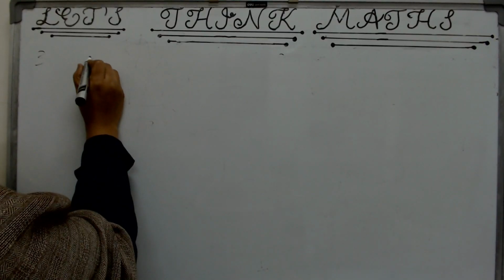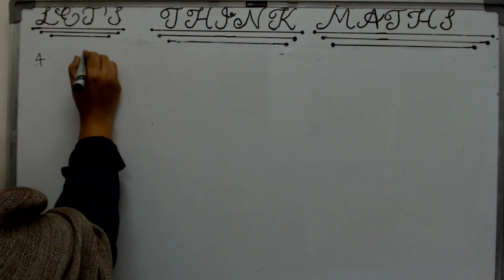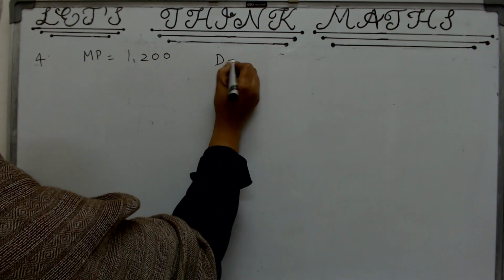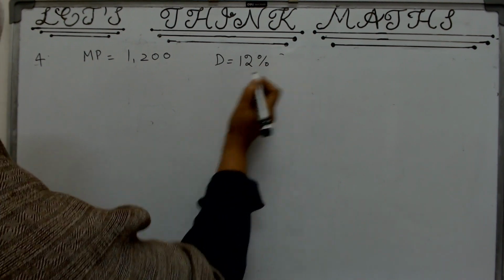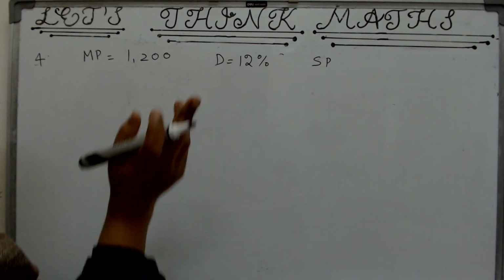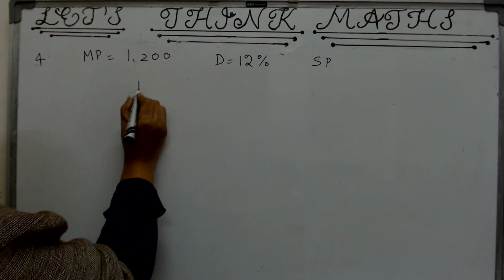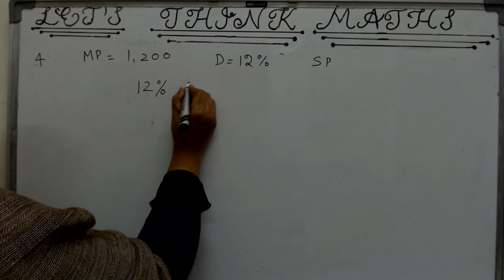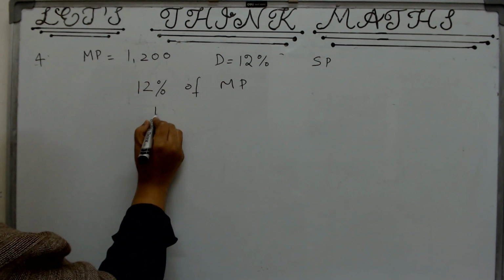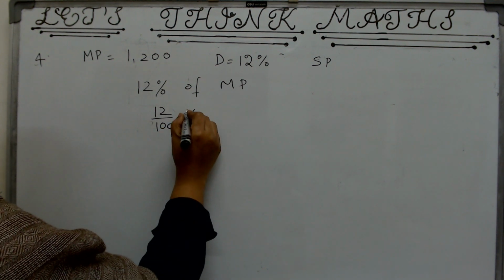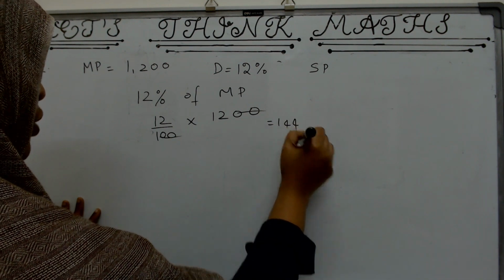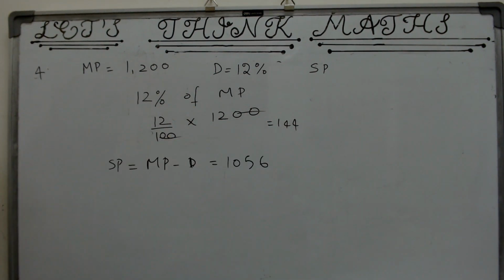Fourth question is, marked price is 1200, discount is 12%, then what is the selling price? So how do you calculate the discount? It is always discount percentage of MP, or in other words, you translate it into maths. What do you get? 12 by 100 into 1200. Cut, 12 into 12, 144. So this is your discount. Now we go on to the next question.